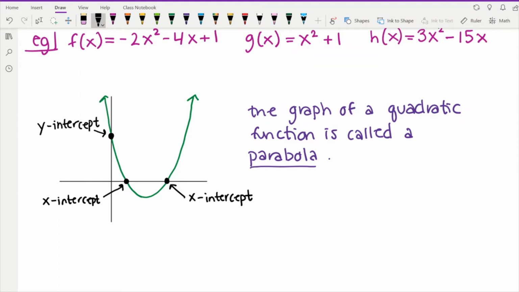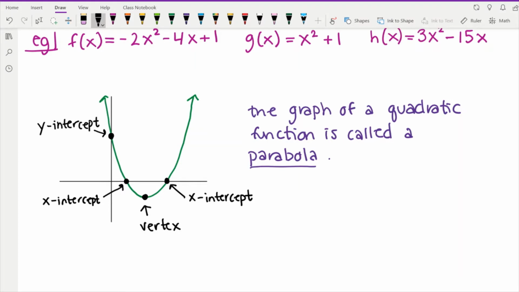And then one final point that is important to recognize in a parabola or in a quadratic function is this point down here. So the point that's basically, if the parabola is facing upward like this, the point that's all the way at the bottom, or if the parabola is facing the other way, it would be the point all the way at the top. That point is called the vertex.